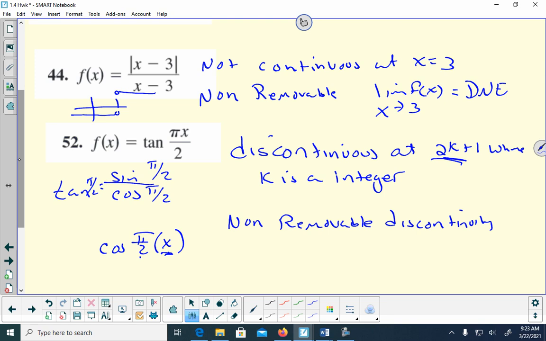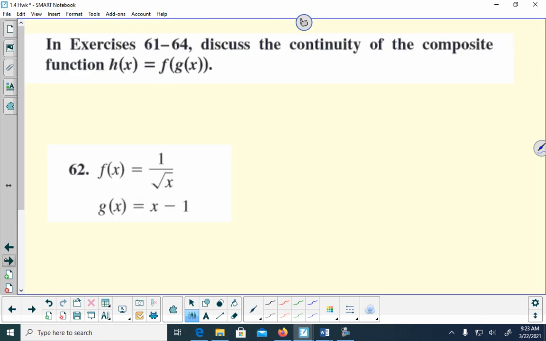So you've got to remember which trig functions have those asymptotes. So sine and cosine do not have asymptotes. Everything else does. Number 62, I want to discuss the continuity of the composite function.